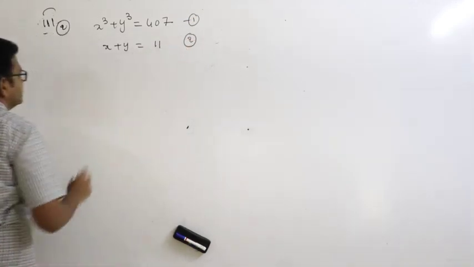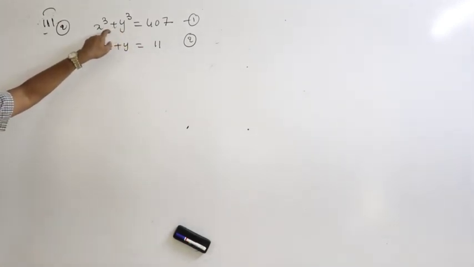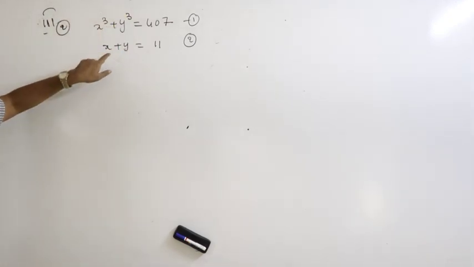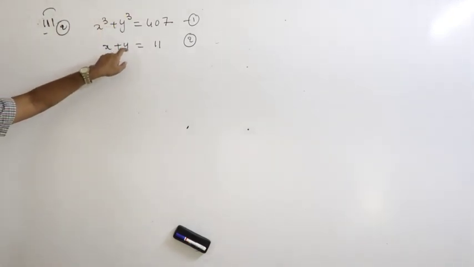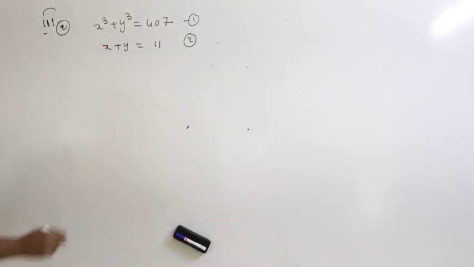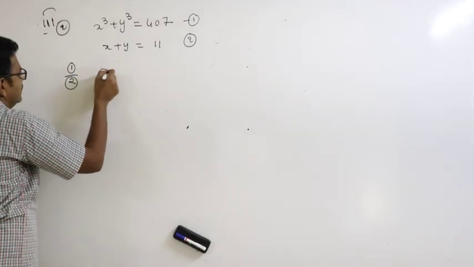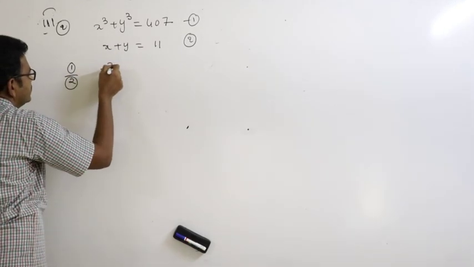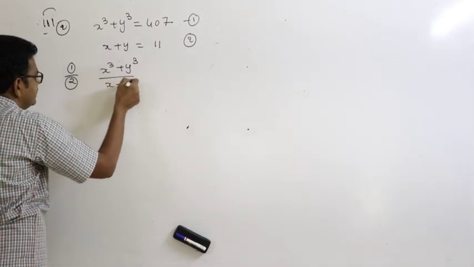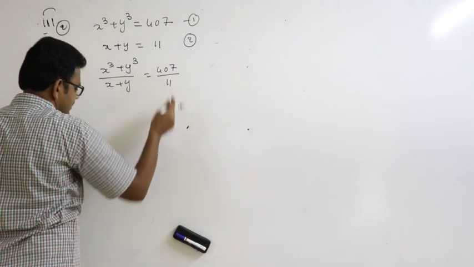In the same process, the previous sum is given x cube minus y cube, but the only difference is x cube plus y cube. And here, the previous one is x minus y, but it is given x plus y. Same process. So again, this is first one by second one. So x cube plus y cube by x plus y is equal to 407 by 11.